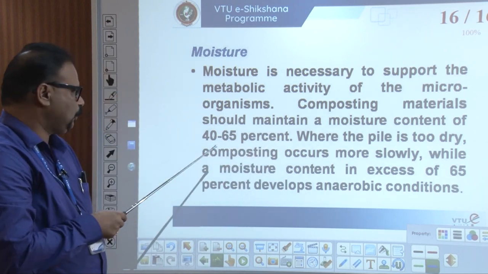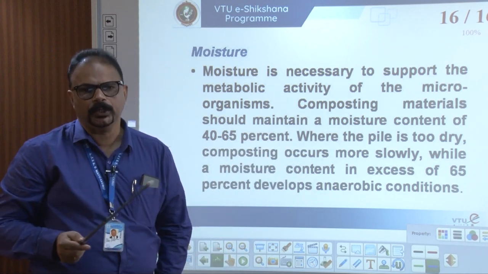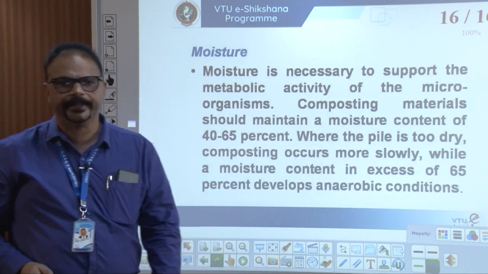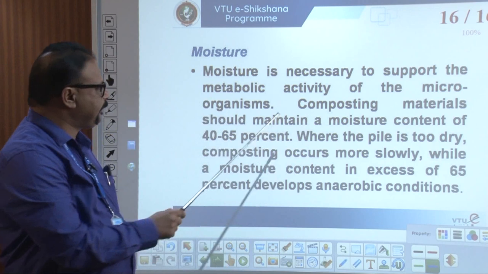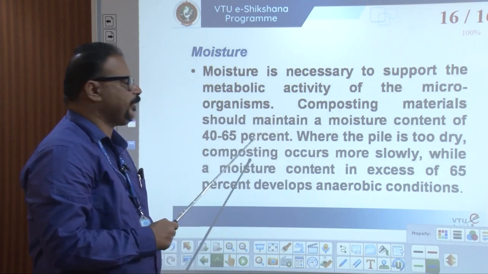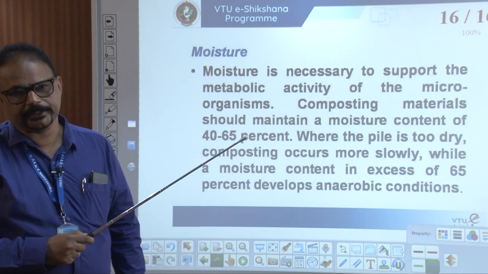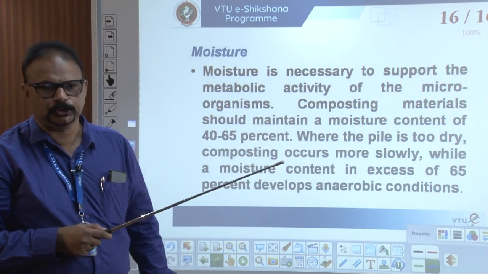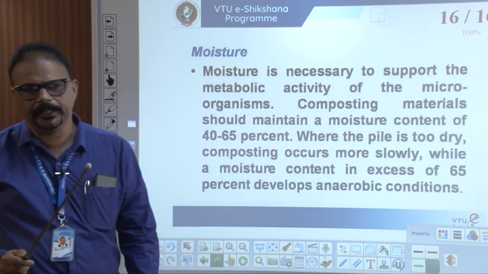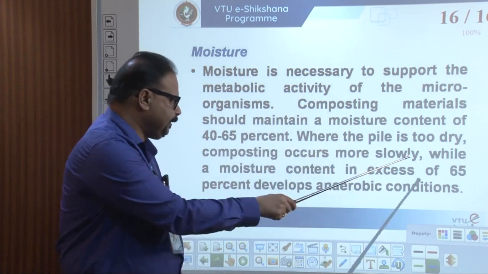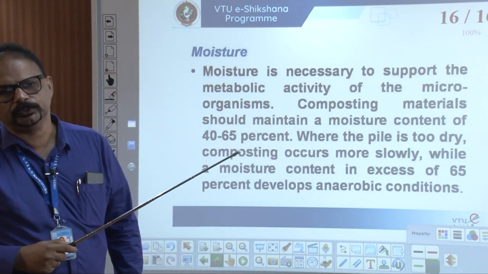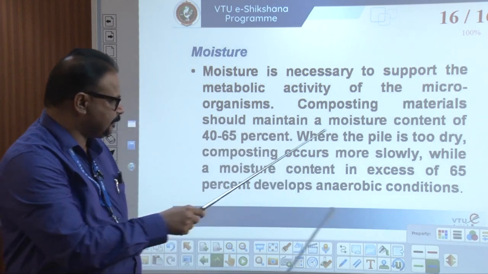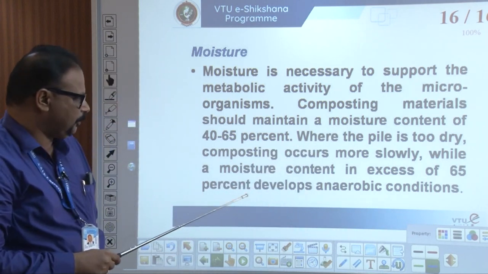Moisture content should be 40 to 65%. Moisture supports the metabolic activity of the microorganisms. Compost material should maintain the moisture at 40 to 65%. If the pile is too dry, composting occurs more slowly, very slowly. If the moisture content exceeds 65%, anaerobic conditions develop.